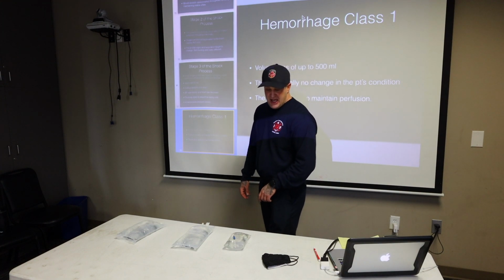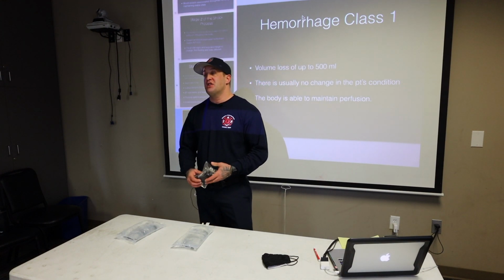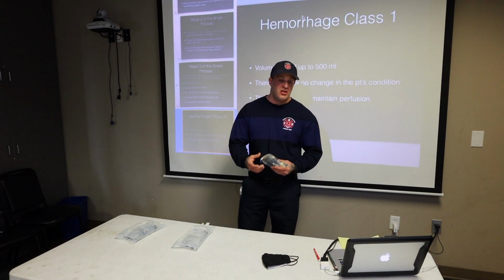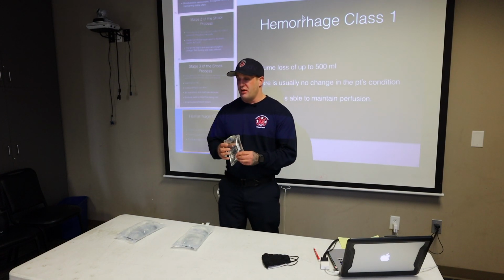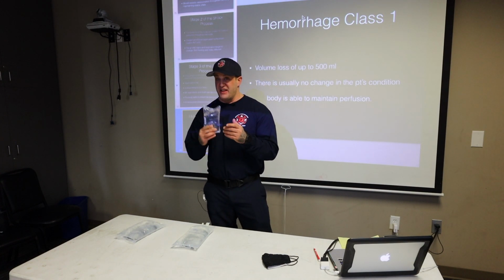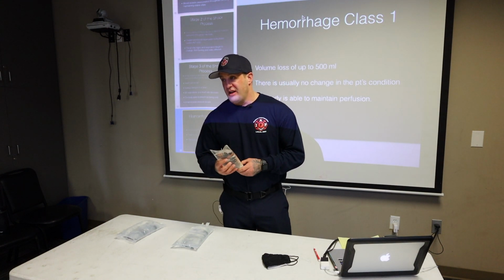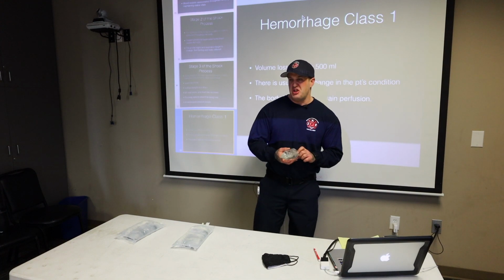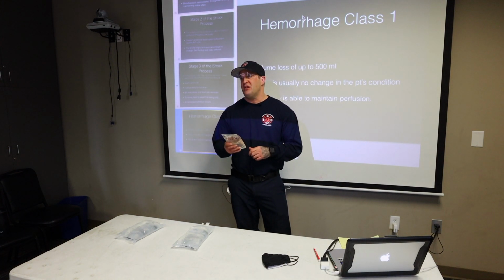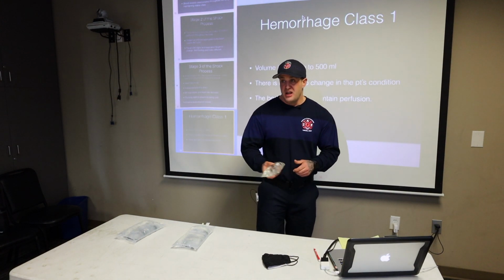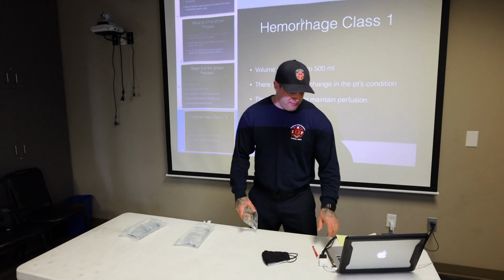Okay, we're going to go over classes of hemorrhage. Hemorrhage is the volume of blood that we lose. In class 1, we lose up to 500 milliliters. That's going to be something about this size. That means the body's able to compensate. We're doing just fine. We can stop the bleeding. There's usually no change in patient's condition, no change in patient vital signs. Patient's able to compensate for that.